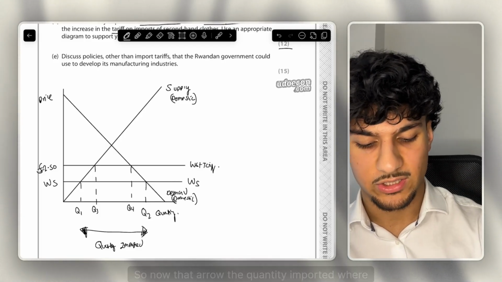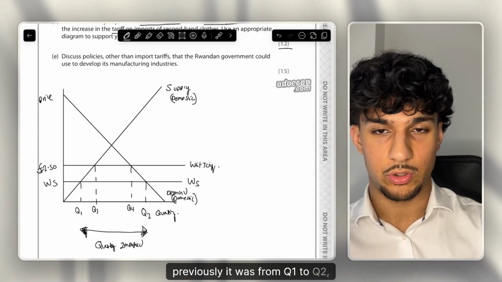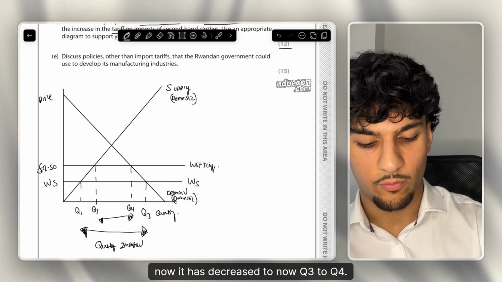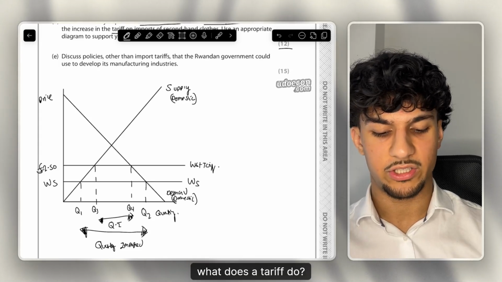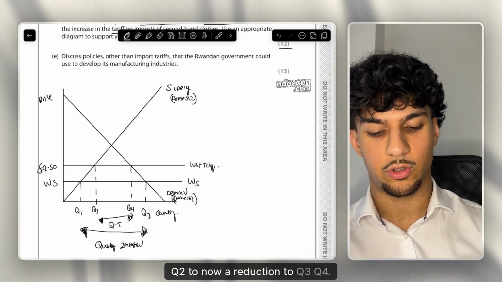So now the arrow, the quantity imported, where previously it was from Q1 to Q2, has decreased to Q3 to Q4. And very simply, what does the tariff do? It changes the quantity imported from Q1, Q2 to a reduction to Q3, Q4.